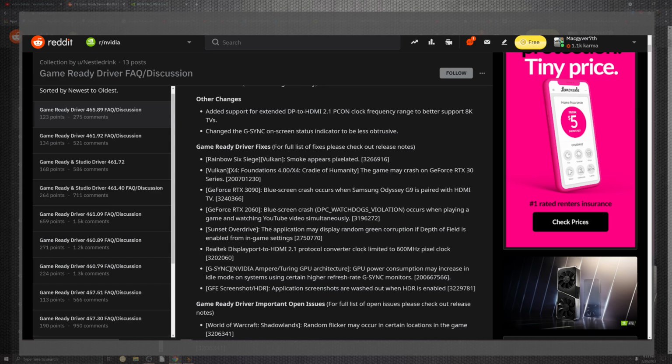But moving on towards the fixes, as they go down to Siege of Spectrums, we're looking at Rainbow Six Siege, where smoke appears pixelated no more. Vulkan in the Foundation for as far as 4.0 in the X4 Cradle Humanity. We're looking at the games may crash on the RTX 30 series no more. The blue screens which used to occur in Samsung Odyssey G9s with the HDMI TV should no longer be an issue, and joining that with the RTX 60 series, which had been a bigger issue for a lot of situations for the Watch Dogs violation code.